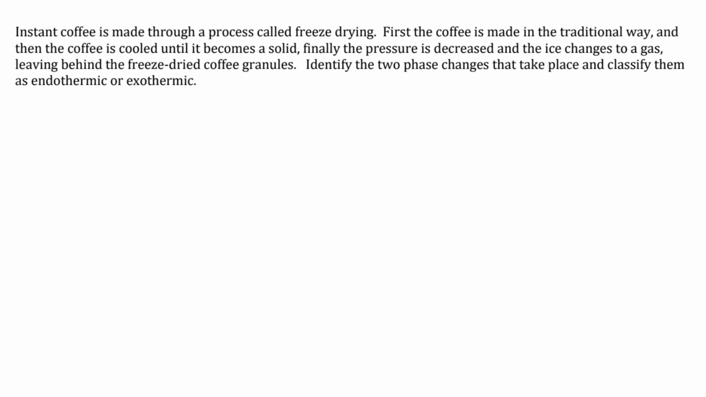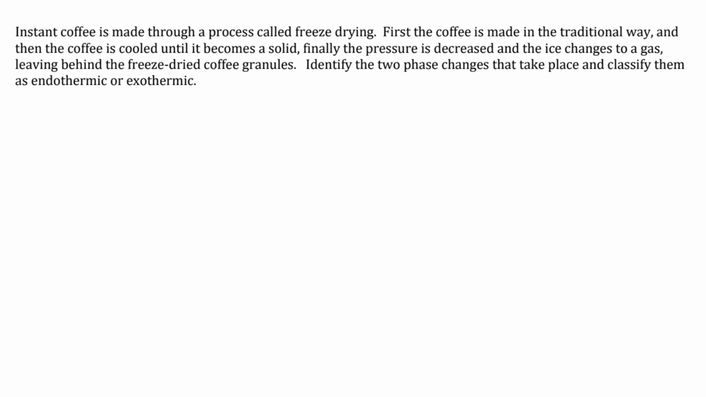Instant coffee is made through a process called freeze drying. So this is what freeze drying is. You cool something down until it becomes a solid. So you make coffee the traditional way, and then it becomes a solid. Finally, the pressure is decreased and the ice coffee, or the ice, will change to gas, leaving behind freeze-dried coffee granules. Identify the two phase changes that take place and classify them as endothermic or exothermic.